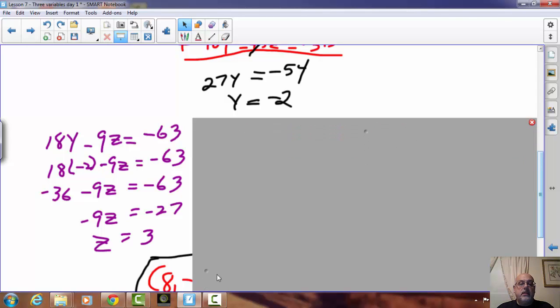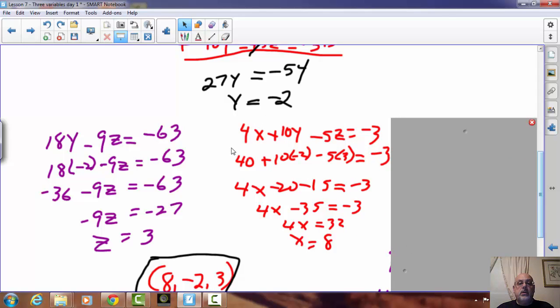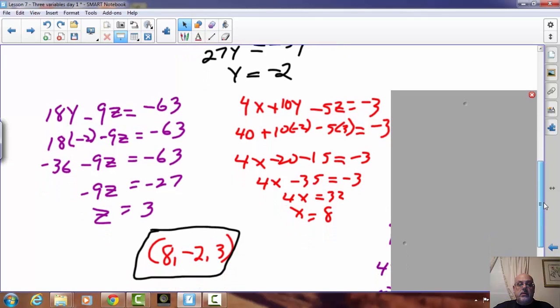So then I chose one of the other original equations. I chose the third one, 4x plus 10y minus 5z equals negative 3. I substituted the negative 2 for the y, 3 for the z, solved it, and found out that x was 8. So when you write your answer, you have to write it as x comma y comma z. What you need to do now is make sure that those three values of x, y, and z work in all three of the original equations.